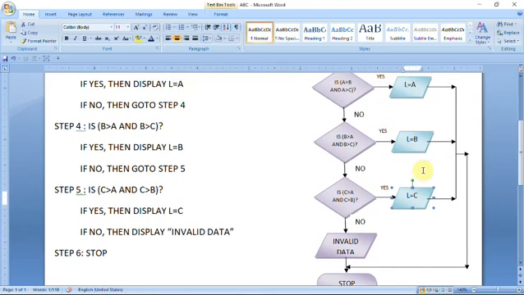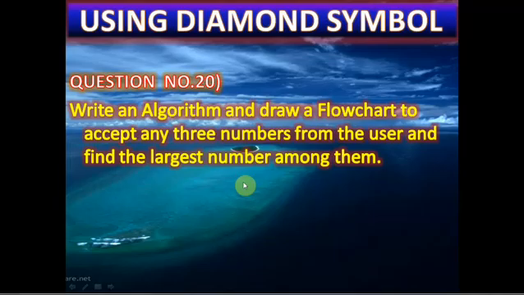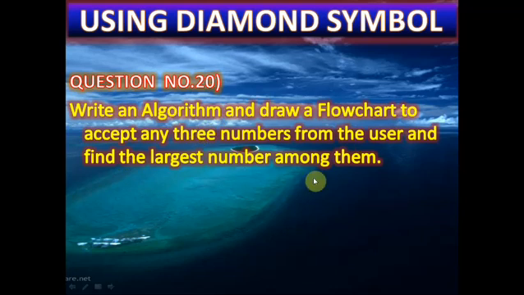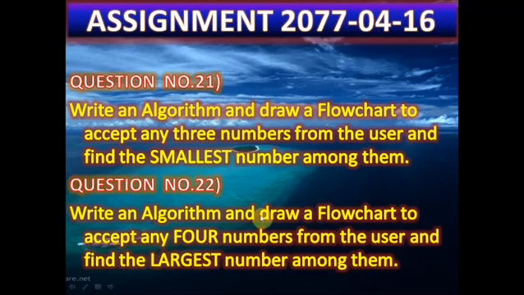Now I want to give some questions to you. Okay, now I told you how to write an algorithm and how to make the flowchart to accept any 3 numbers from the user and find the largest among them. Now the next question I want to give here, question number 21: write an algorithm and draw a flowchart to accept any 3 numbers from the user and find the smallest number among them. This is the assignment for you. You have to complete this problem.